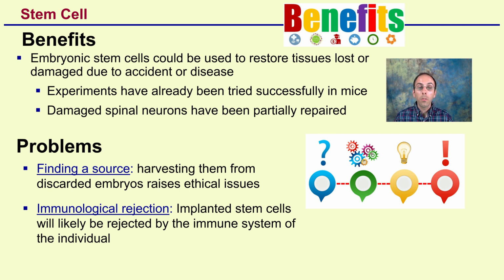Some of the problems, though, are finding a source, especially for those embryonic stem cells. Harvesting them from discarded embryos raises ethical issues. Are you killing unborn babies? And then there's also the possibility of the immune system rejecting them. Implanted stem cells will likely be rejected by the immune system of the individual. So it's important to realize some of the benefits, but also be mindful of some of the issues or problems when you're making a decision going forward. These are things that science has to do, constantly balancing the pros with the cons.